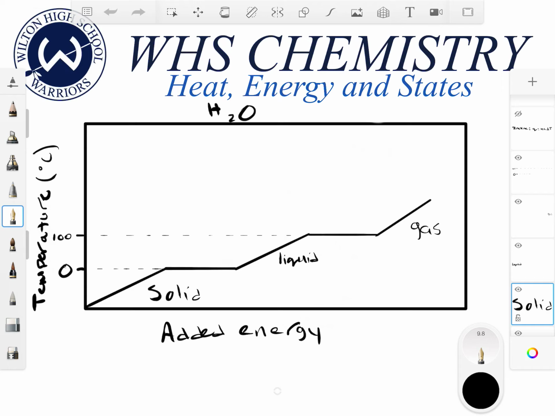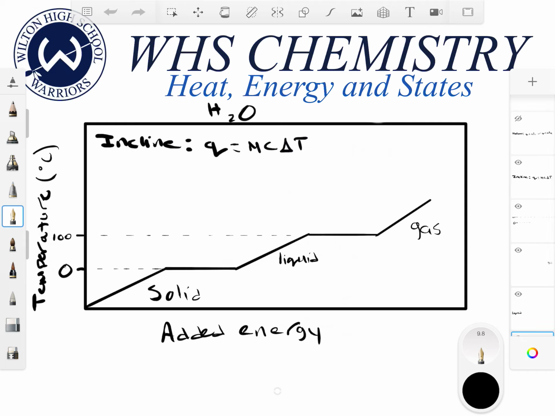When using this graph, you can use it to interpret many different things, but it's commonly used to find various values for Q that are needed to raise the water a certain temperature. There are different equations associated with these graphs at different points. Along each of the inclines, you can use the equation Q equals mc delta T. You can either be given Q and asked to find change in temperature, or vice versa. You might be asked to find Q given the change in temperature.